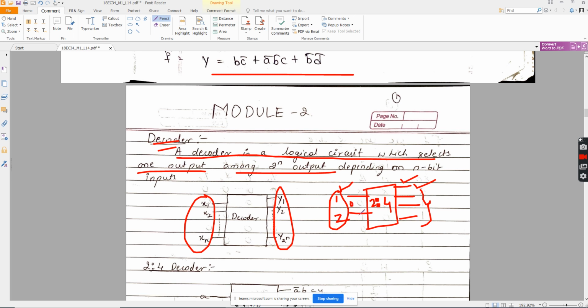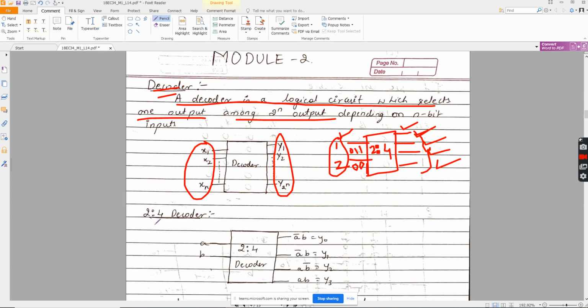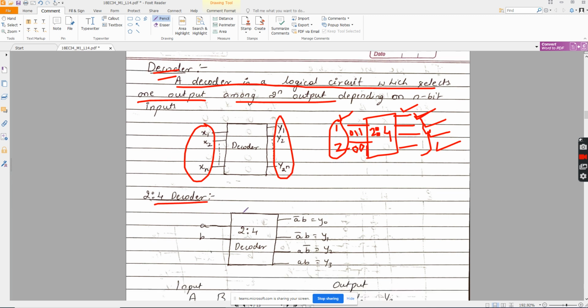So if input is 0, 0, output 1 will be selected. If input is 0, 1, output 2 will be selected. If input is 1, 0, output 3 will be selected. If input is 1, 1, output 4 will be selected. So the 4 outputs will be selected in this fashion. So that's the decoder. Next comes the 2:4 decoder.